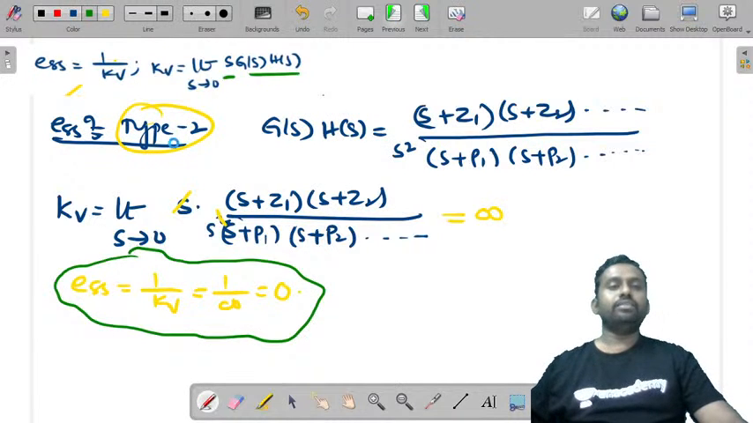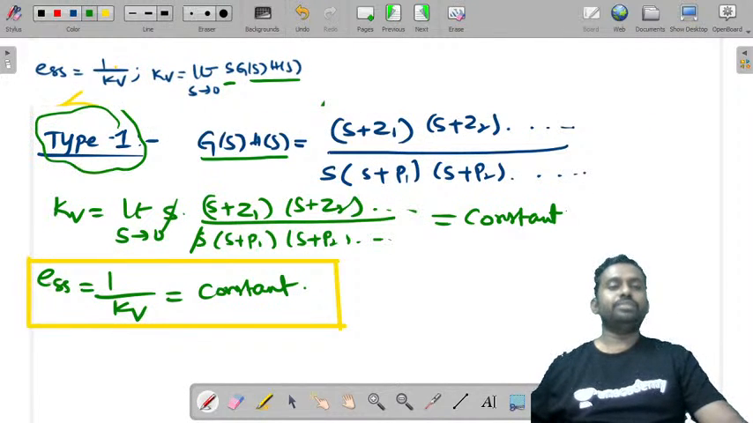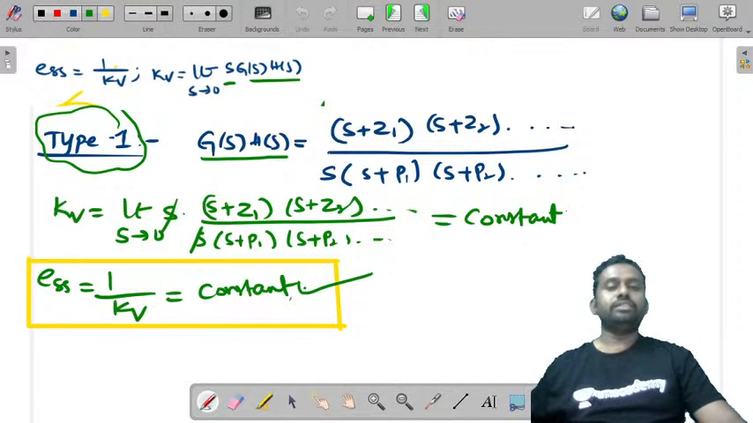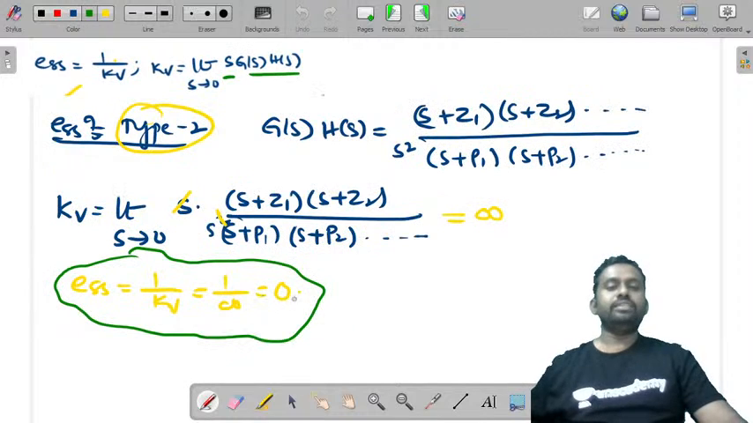Now let's look at the type 1 system. Steady state error is a constant value, and for type 0 system, steady state error was an infinite value. Here steady state error is infinite, and this is a constant, and this is a 0 value for type 0, type 1, type 2 system and ramp input.